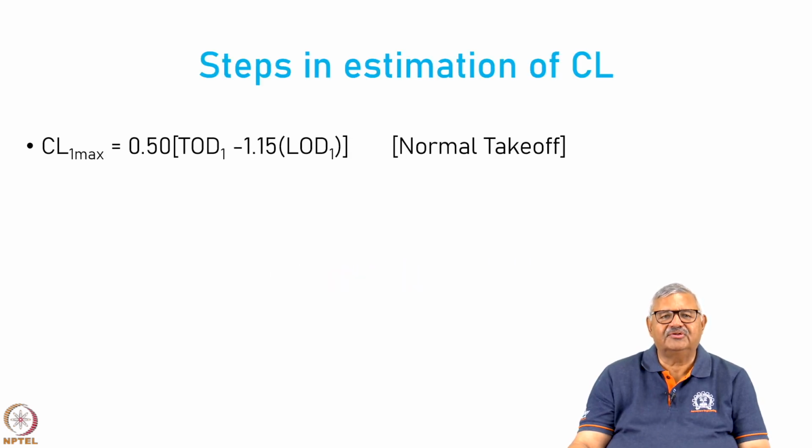Steps in estimation of CL are as follows. We calculate CL1 max, the maximum value of the CL from the first requirement, which is defined as half of the TOD1 minus 1.15 times LOD1. This is by definition. There is no physics here, it is just by definition.